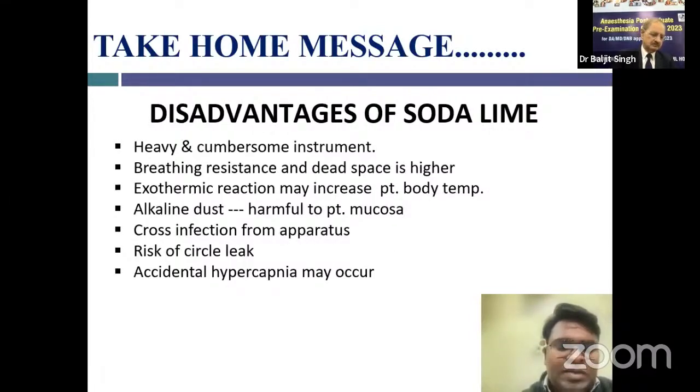Disadvantages are that the soda lime canister is a heavy and cumbersome instrument, breathing resistance and dead space are higher, the exothermic reaction leads to rise in patient body temperature, alkaline dust is harmful to the patient's respiratory mucosa, cross infection from the apparatus has been reported, and there is chance of circle leak and accidental hypercapnia.